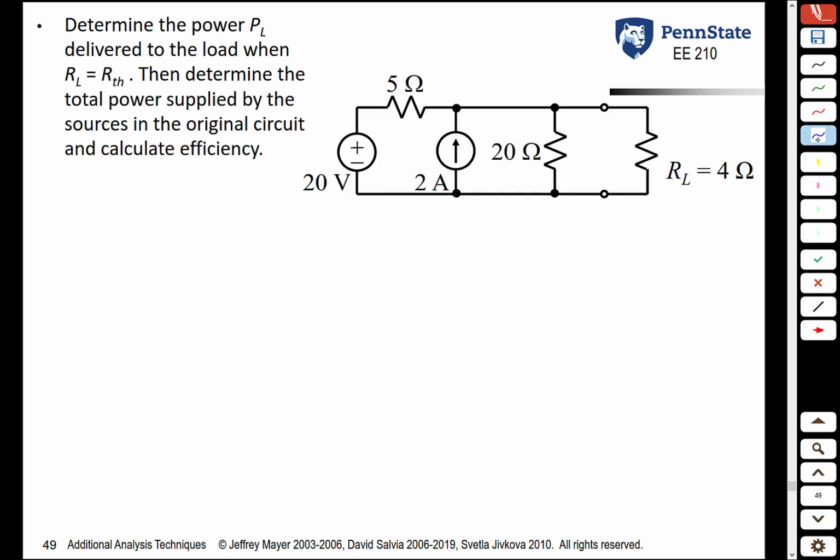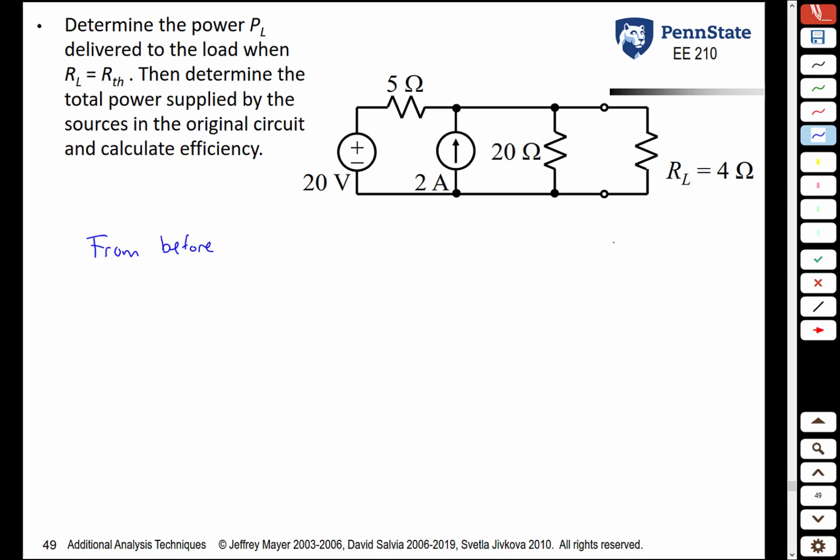Let's do a couple examples. In this example, we're asked to determine the power delivered to the load when the load resistance equals the Thevenin resistance. In other words, when we have maximum power transfer. Then we're asked to determine the total power supplied by the sources in the original circuit and then calculate the efficiency. So the first part we actually did already.